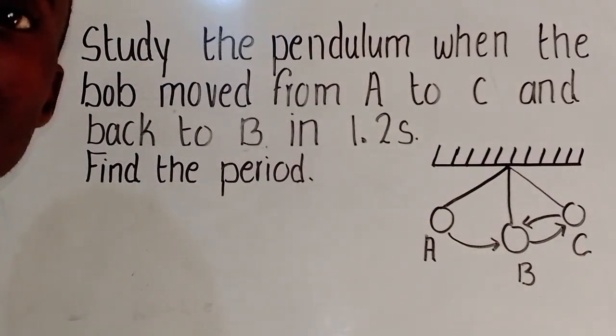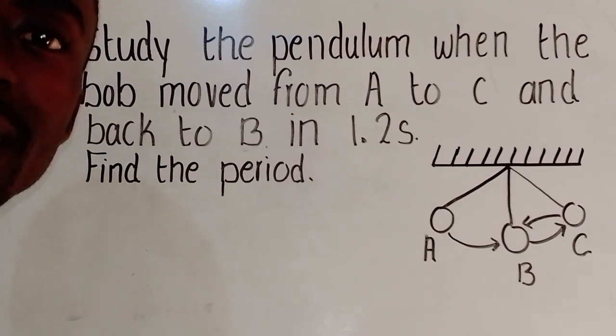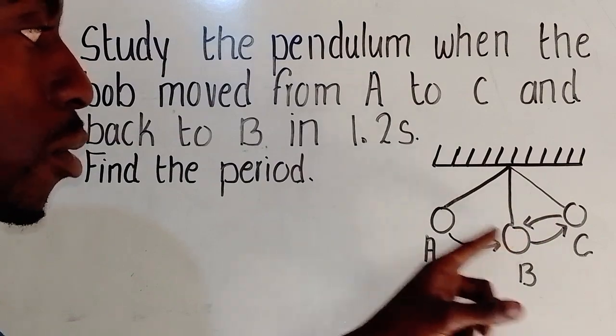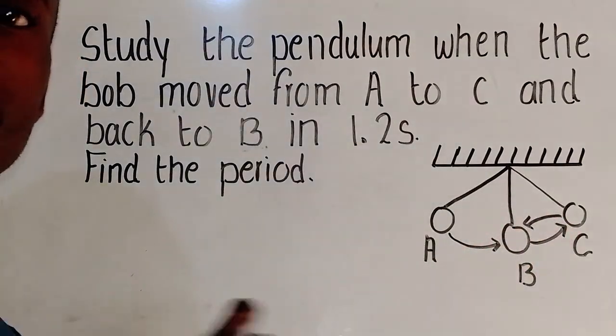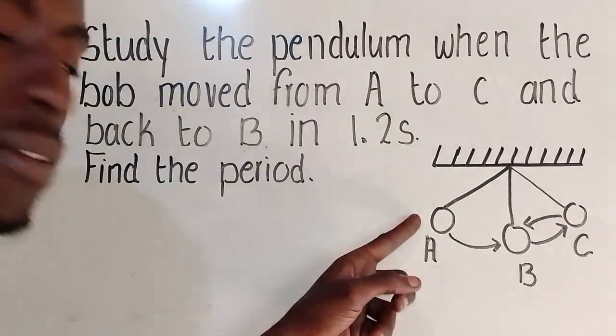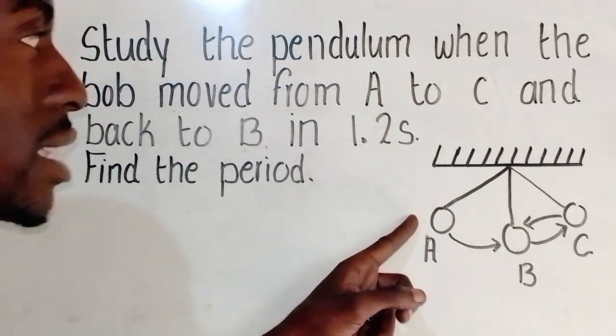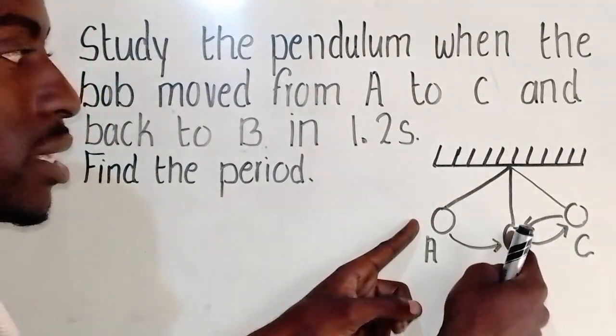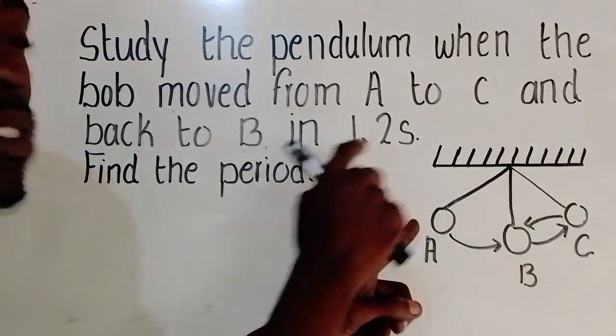A simple pendulum is just a simple device which consists of the support, the string, and the bulb. This bulb here. Now you must understand that the initial point, or the starting point, is A. Now, the bulb moved from A to C and back to B, in what time? In 1.2 seconds.